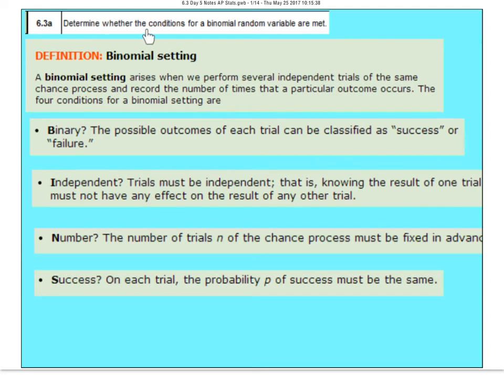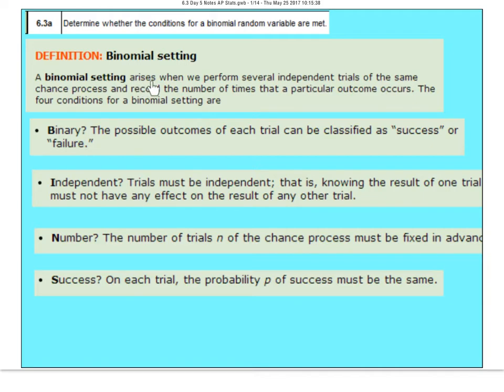6.3a, we're going to determine whether the conditions for a binomial random variable are met. So what is binomial? Refer back to the very beginning of the chapter, where we did the example: if you had 3 glasses in front of you, 2 had tap water and 1 had bottled water, what's the probability you could actually pick the bottled water? That was a binomial setting, and here's why.